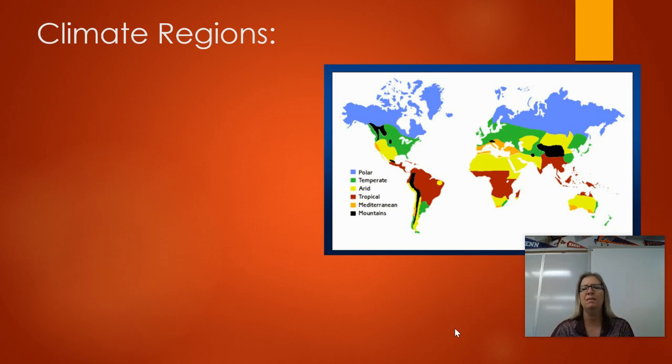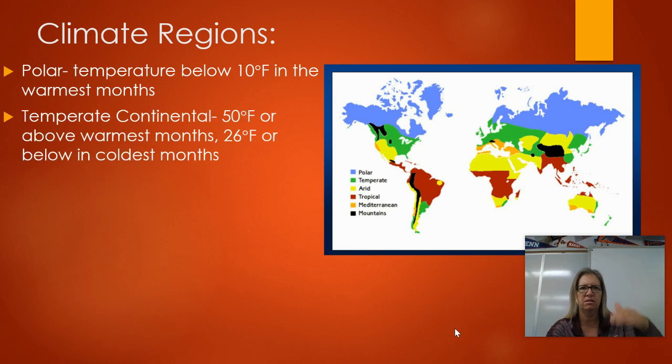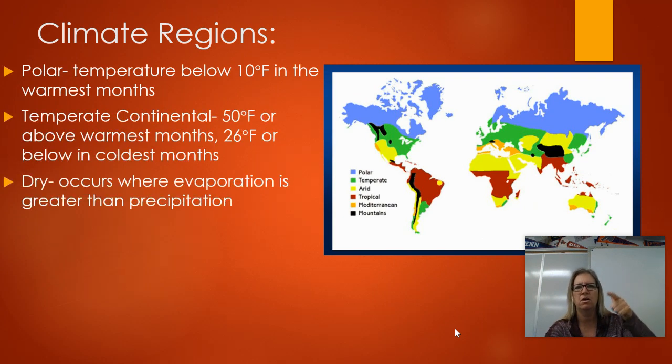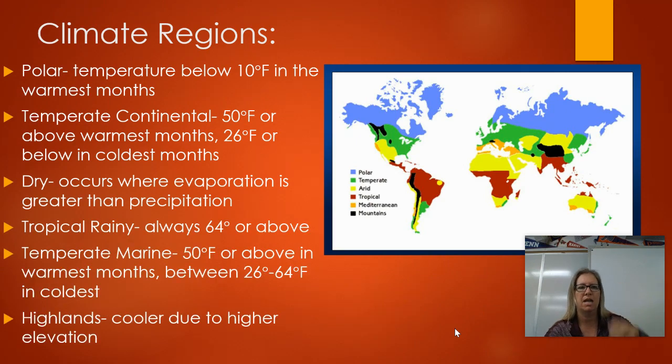Okay, so these climate regions or climate zones have a lot of information in them. So I'm gonna give you the list real quick here. There's 6 different ones. We've got polar, temperate continental, dry, tropical rainy, temperate marine, and highlands. You can see on the map here, they've got slightly different names. Temperate is the temperate continental, arid is dry, tropical is the tropical rainy. Mediterranean is actually a more specific sub-region of the temperate marine region that we'll talk about. And then the mountains are also known as the highlands, okay?